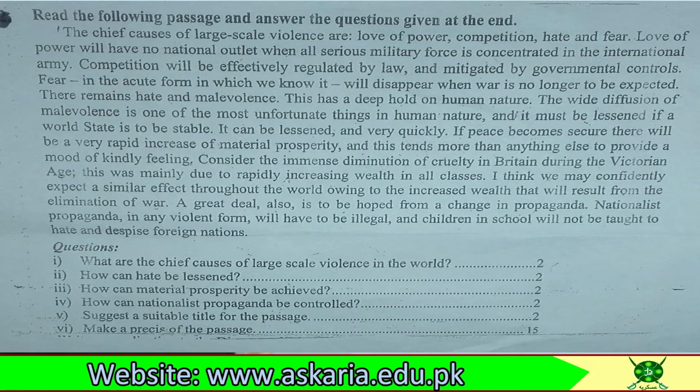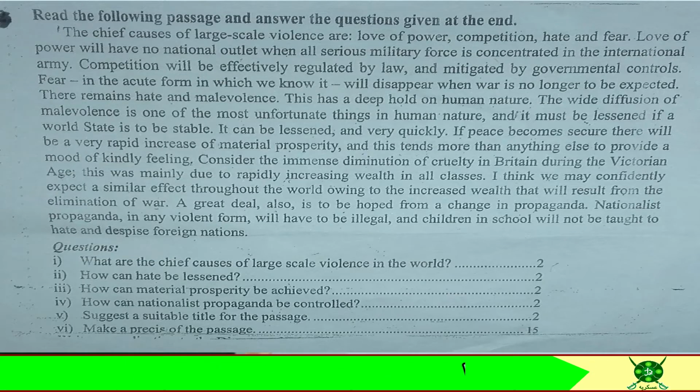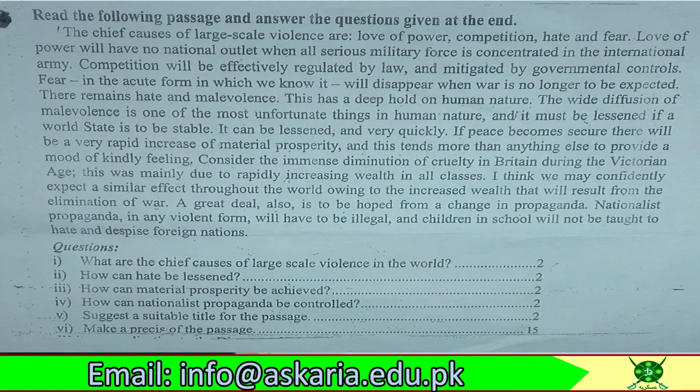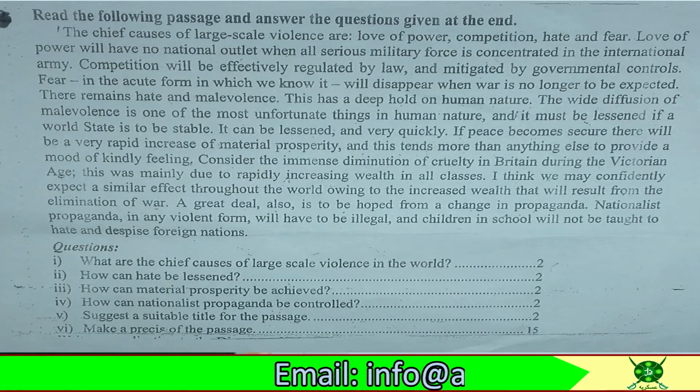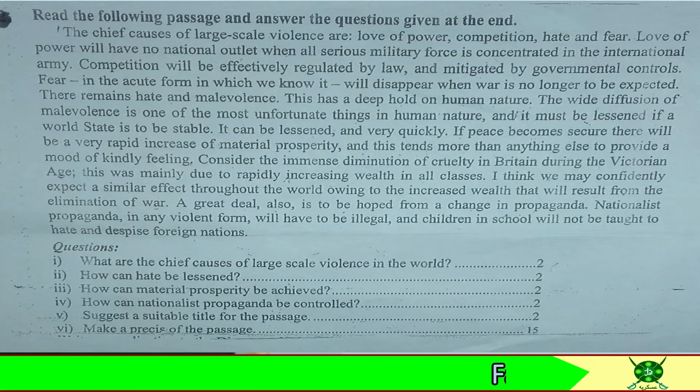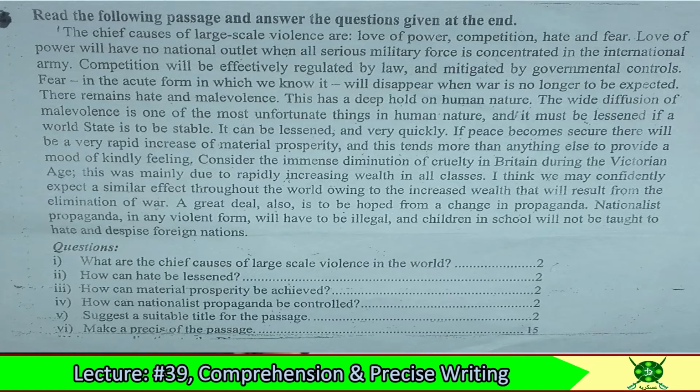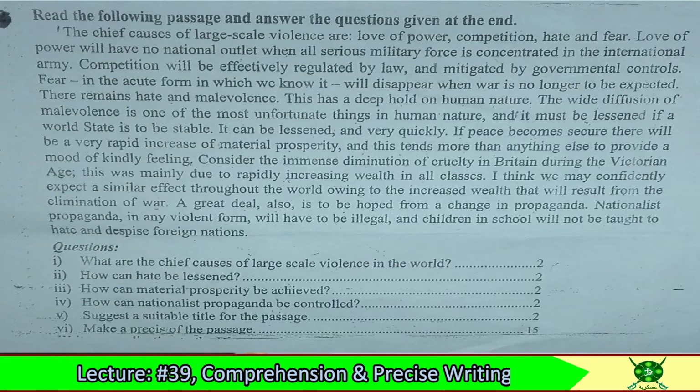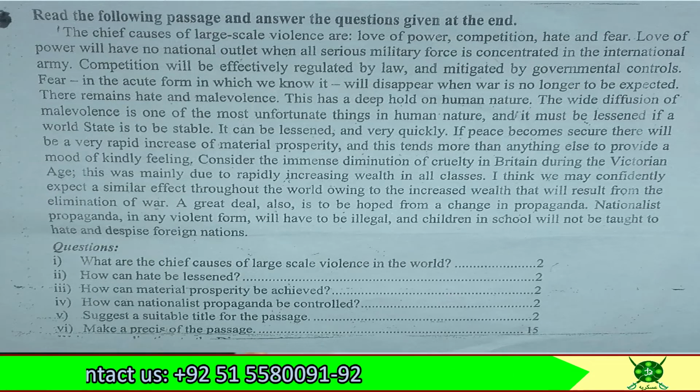He is giving an example to prove his point of view. He says, consider the immense diminution of cruelty in Britain. You just see that there was a big decrease of cruelty in Britain during the Victorian age. Victorian age means the 19th century. This was mainly due to rapidly increasing wealth in all classes, because at the time there was material prosperity. I think we may confidently expect a similar effect throughout the world owing to the increased wealth.